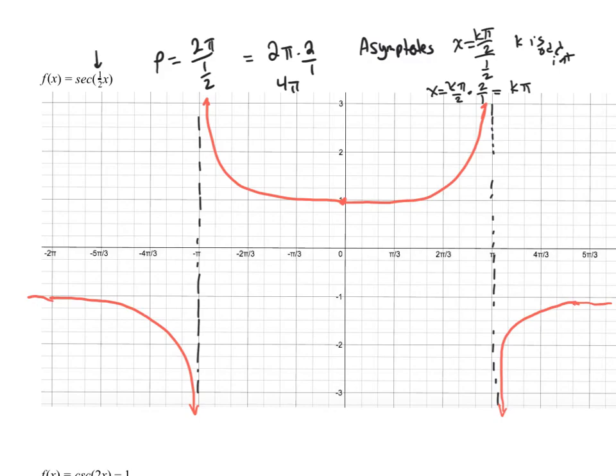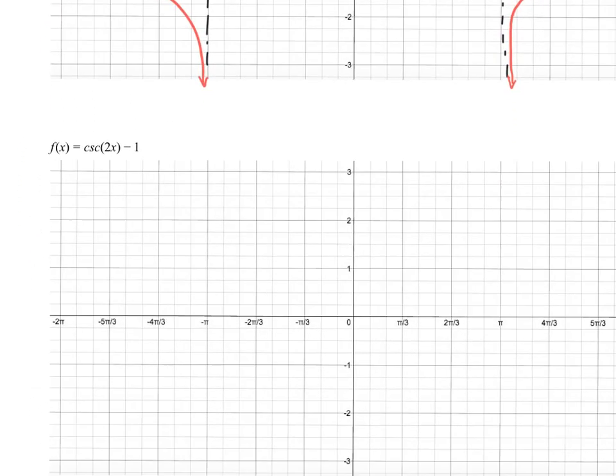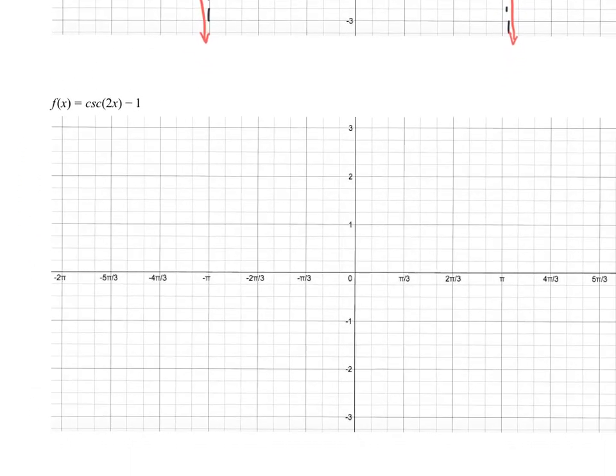Okay, let's look at one more. Let's look at a cosecant graph: cosecant of 2x minus 1. We do have a shift down of 1, so that'll be interesting. That's going to move those parabolas down 1 unit. Now remember, the period of cosecant is typically 2 pi, but we have this magic b number, so we're going to divide that by 2, and now the period becomes pi.